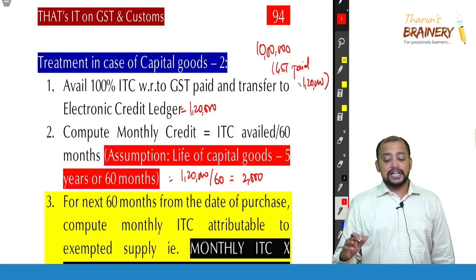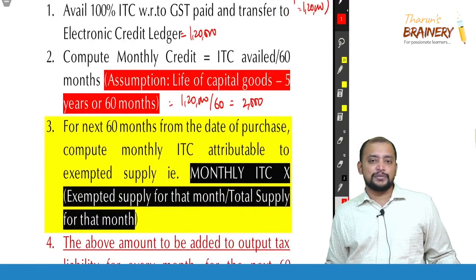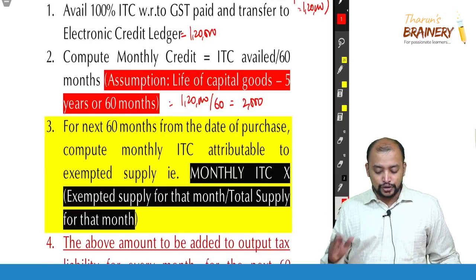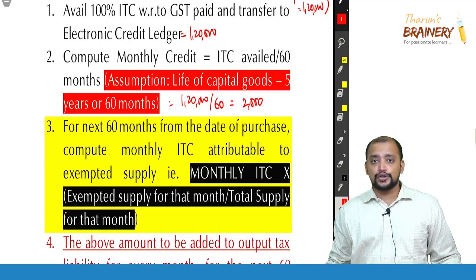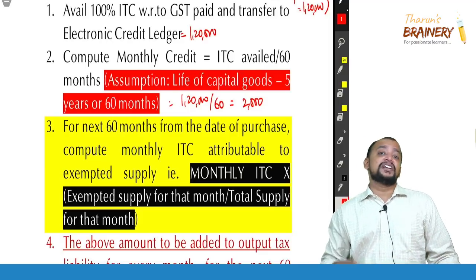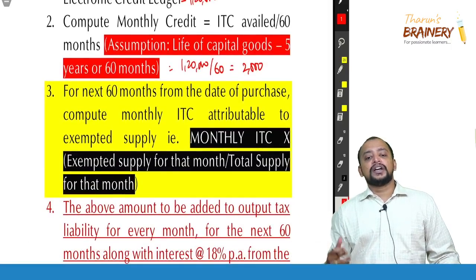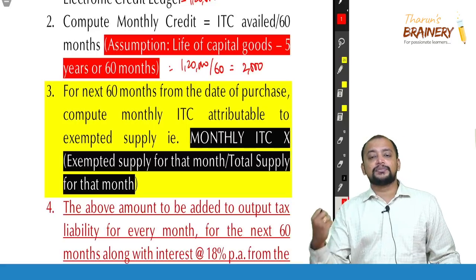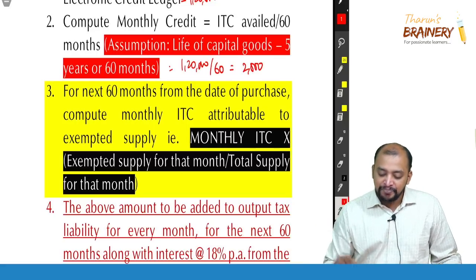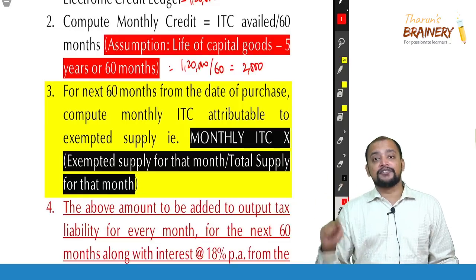So we are taking the assumption that the life of capital goods is 5 years, 60 months, maximum 60 months. We can take less than that also. 2,000 rupees is the monthly ITC. Now what will we do with the 2,000 rupees? That 2,000 rupees we will reverse every month. So 2,000 into what proportion? How much is used for exempted supply. So 2,000 into exempted supply for that month divided by total supply for that month.